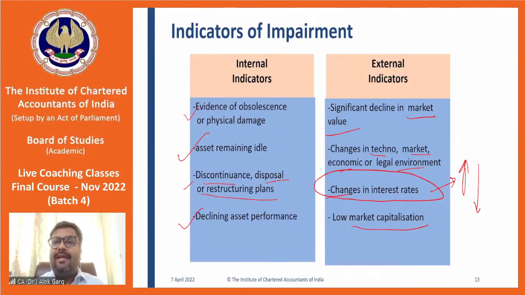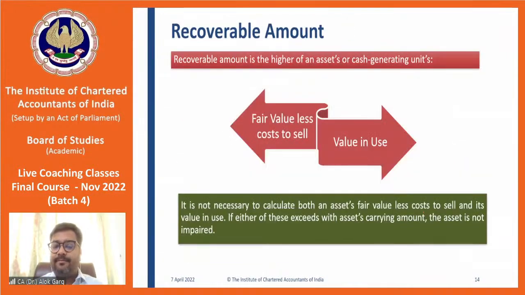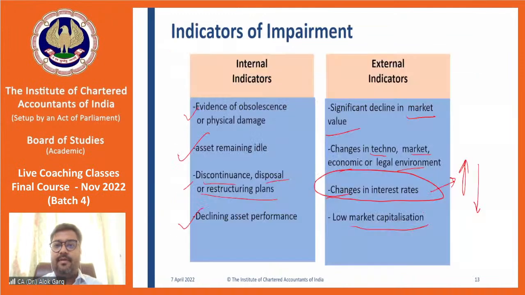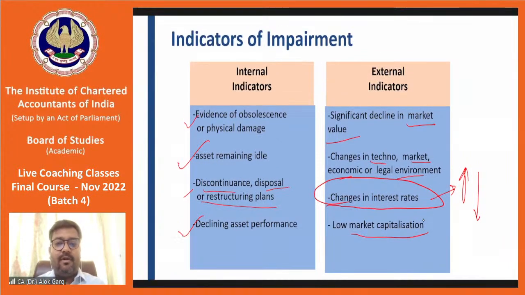Again it is an external indicator of impairment: if the market capitalization becomes lower or is declining, you need to go for impairment testing for your assets, right? Is it clear, friends? Yes, no? Yeah, I got the confirmation from 3-4 students. Yes, it is clear.